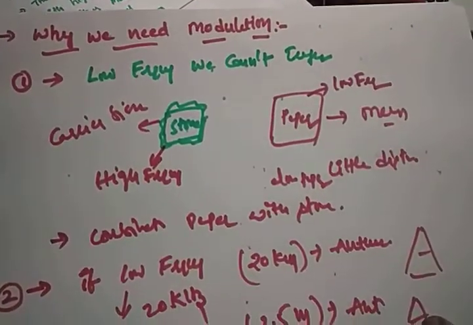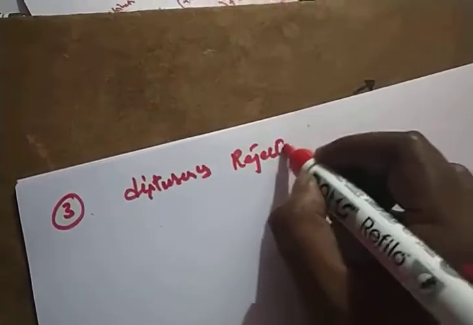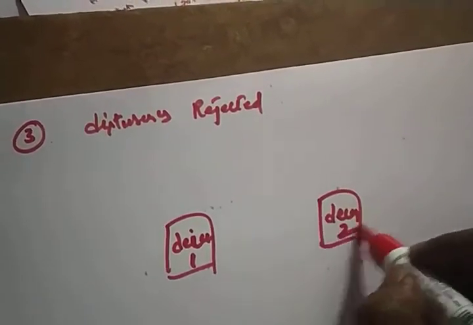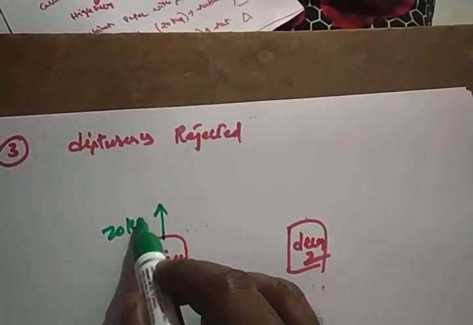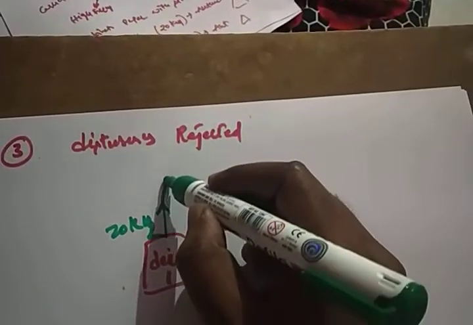And after that, the third one is disturbances rejected. That means if I have a device 1 and I have a device 2, right? If the signal is not modulated, that is a low frequency signal. So you transmit this low frequency signal, that is my 20 kilohertz signal. So that signal is going on.